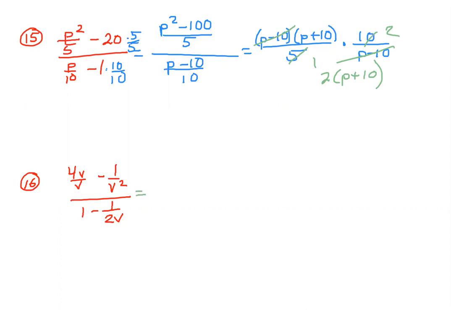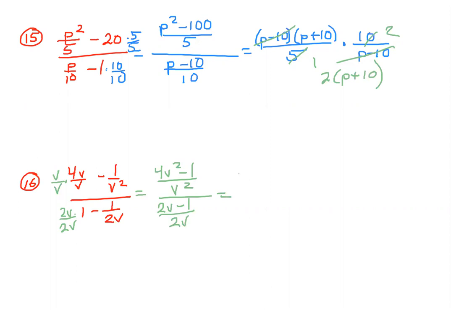And the last one, number 16, common denominator in the numerator is going to be v squared. So it's going to be v over v. So I get 4v squared minus 1 over v squared. And in the denominator, it's going to be 2v. So it's 2v minus 1 over 2v.